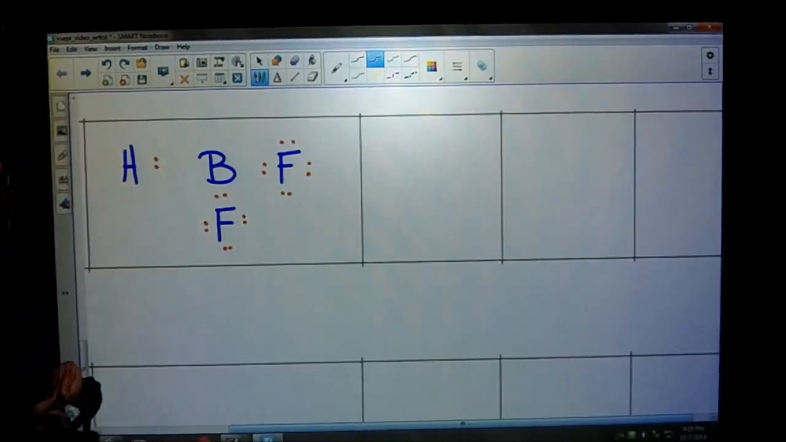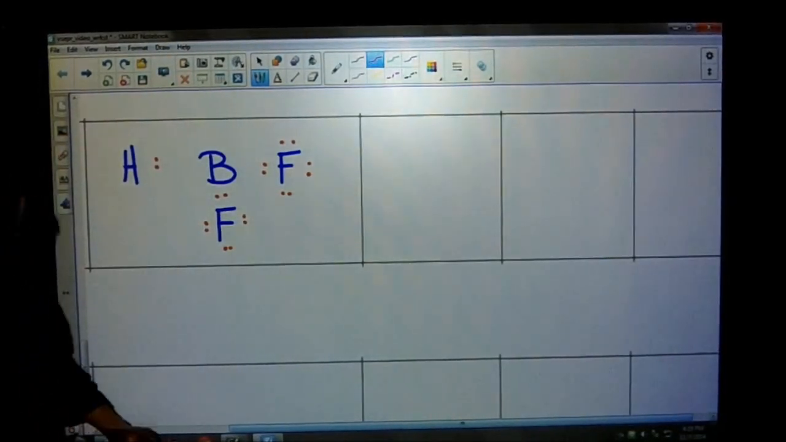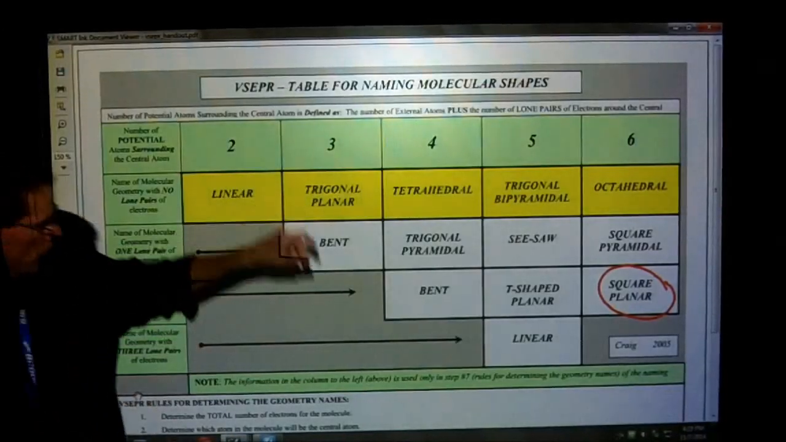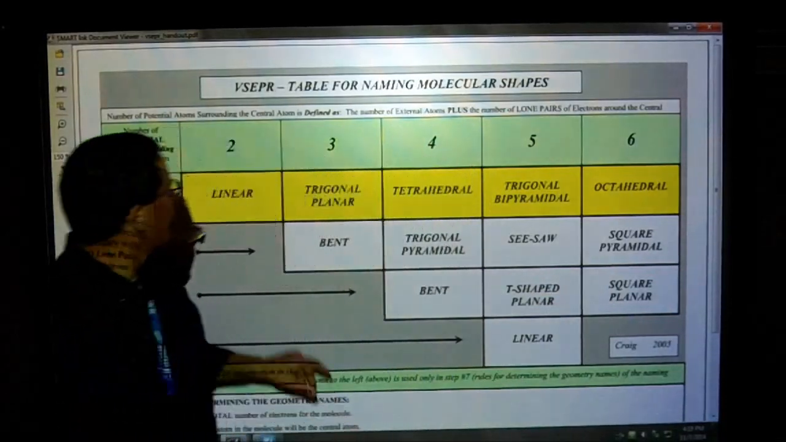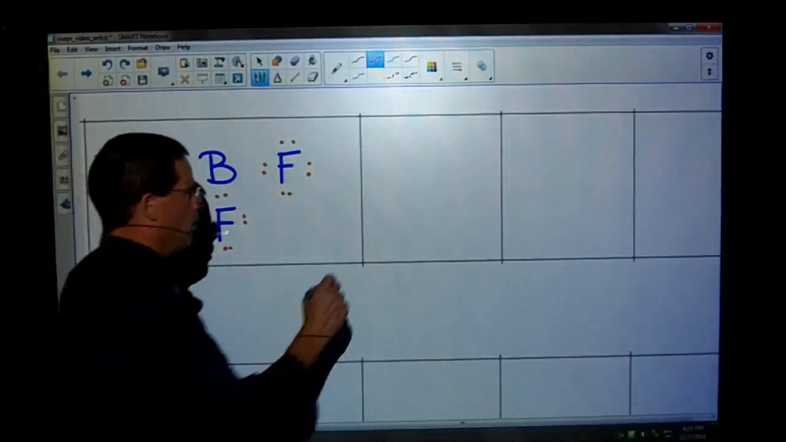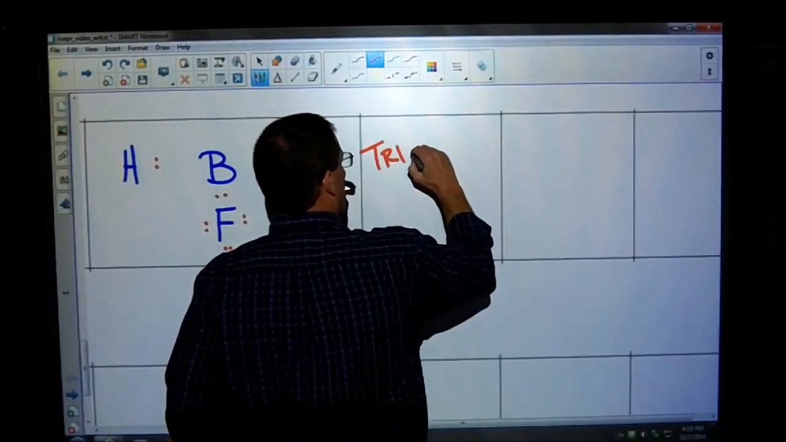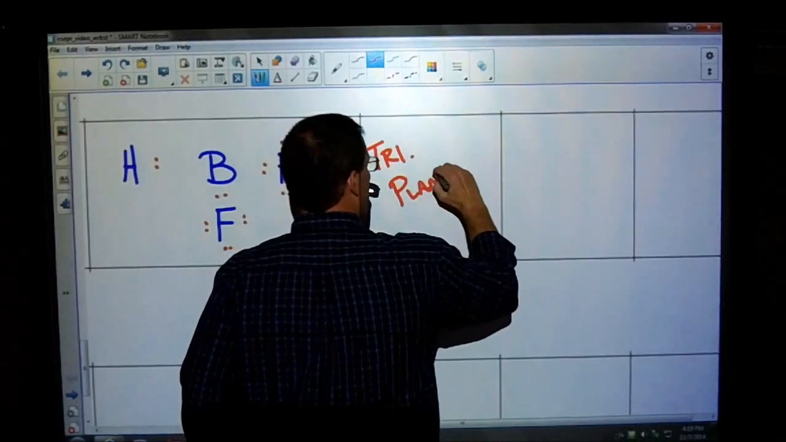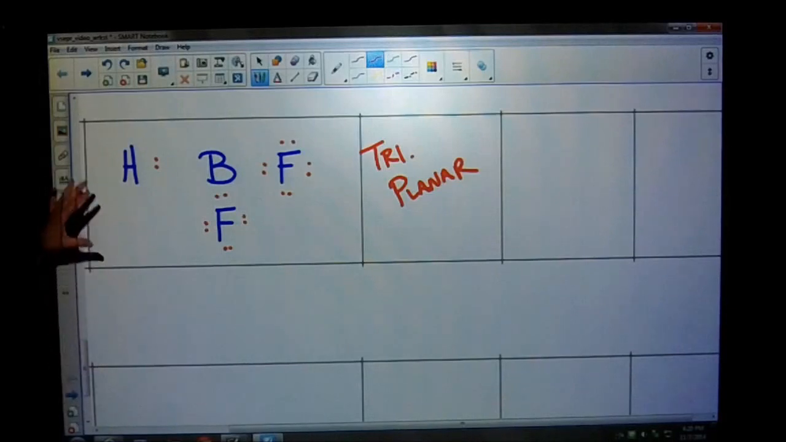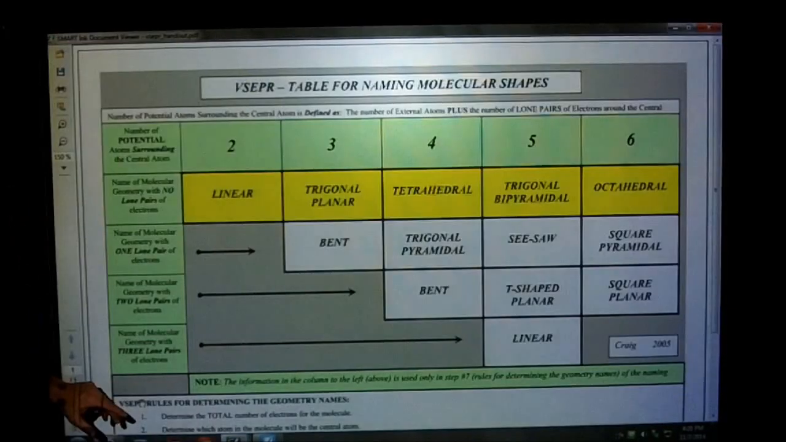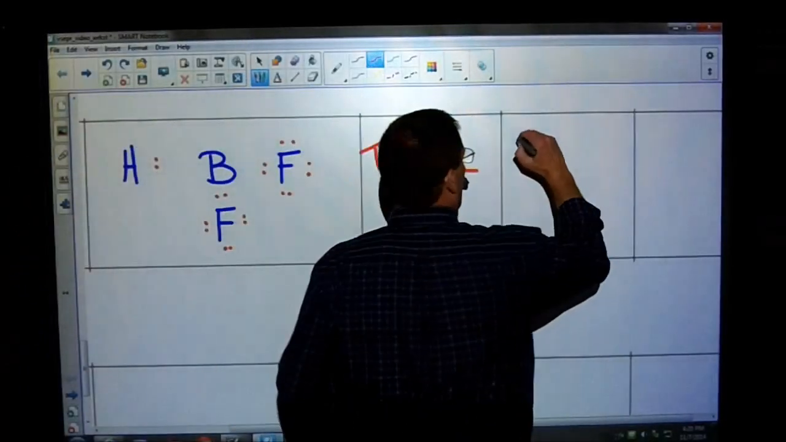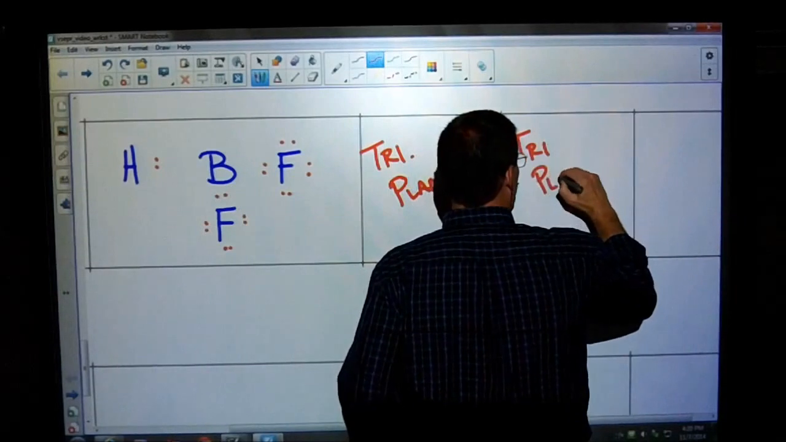So first of all, what is the potential for HBF2? We have 3 external atoms plus no lone pairs. Therefore, we are looking at a trigonal planar shape because our potential is 3. So we'll go trigonal planar. And since there are no lone pairs, then the name has to be the same. So this time we have the names the same. And yes, do write it twice.